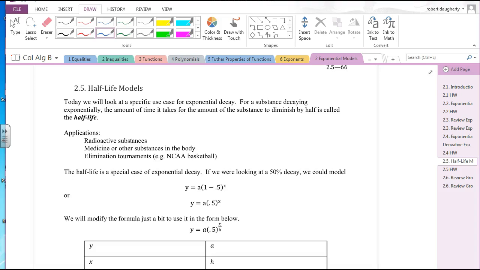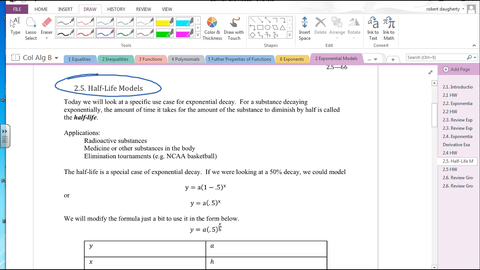So, section 2.5, we're going to talk about exponential decay, a very specific case called half-life. The half-life, all that means is you've got something that is decaying. How long until the initial amount you have results in you having half of what you started with?